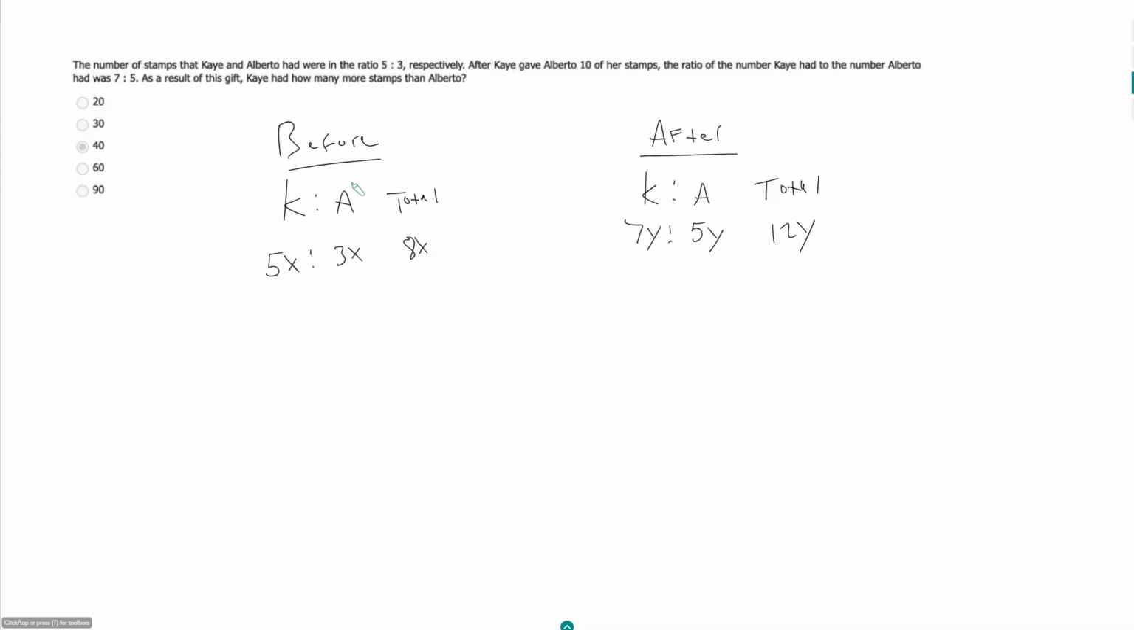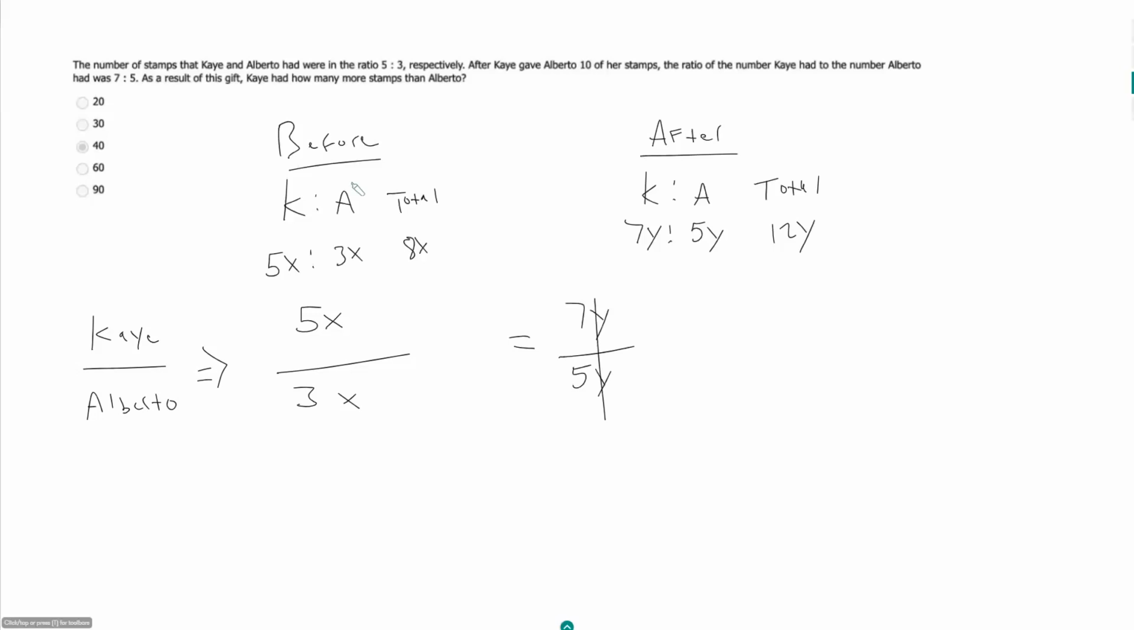We know Kay gave Alberto 10 of her stamps. So how can we think of this? If I want to start translating this into an algebraic equation, we had this initial ratio of 5x to 3x, and this was K to Alberto. Then some exchange occurred, and we ended up with a ratio of 7y to 5y.